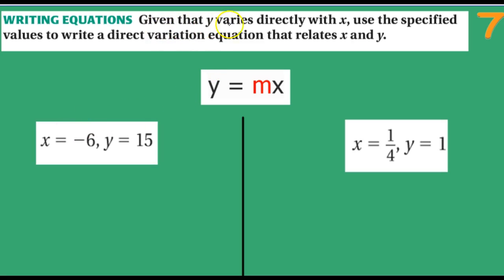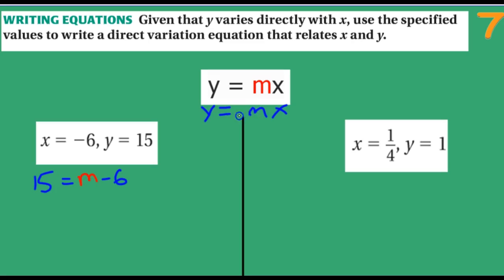So it says, given that y varies directly with x, use the specified values to write a direct variation equation that relates x to y. So what we're given here is x equals -6 and y equals 15. If we use this equation, y equals mx, we already know two of those values. We know that y equals 15 and x equals -6. So all we need to find then is what m is.